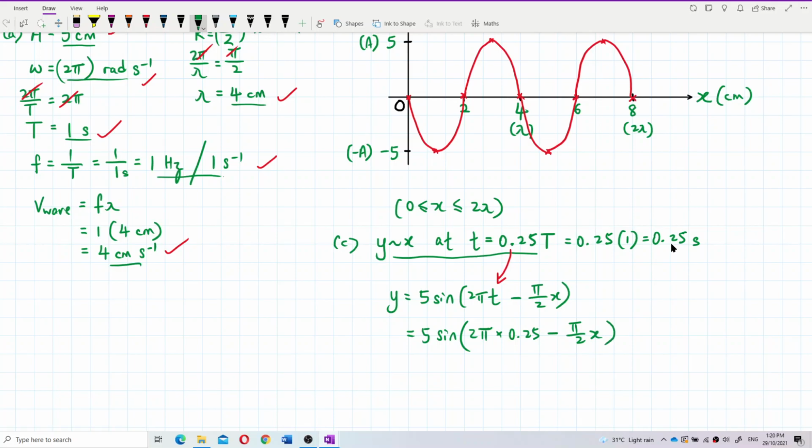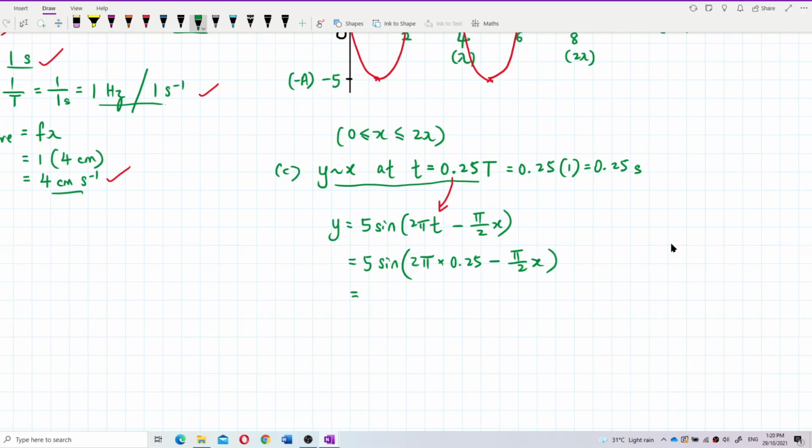Okay, good. So continue. We are going to get easier later on. So 5 sine, and then 2 pi. Sorry, this one is how many pi then? 0.25 multiplied by 2 is 0.5, isn't it? So this is 0.5 pi, which actually is 1 pi over 2. This is pi over 2 already. 2 multiplied by 0.25 is actually 0.5, which is half. That's why it becomes half pi. Just want to show you. So it becomes half pi, and then minus pi over 2x.